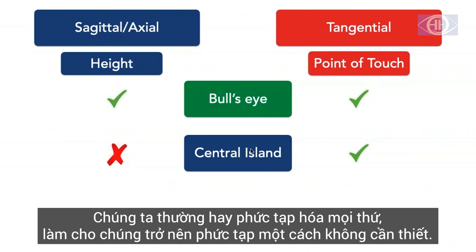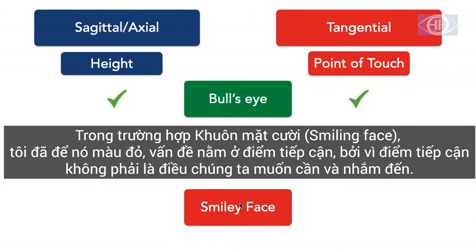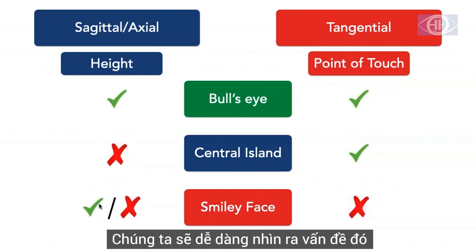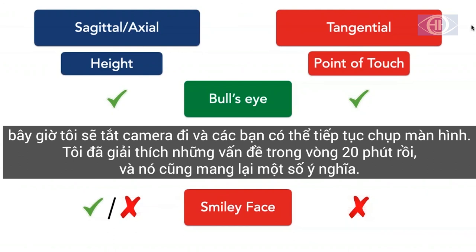In case of a smiley face, and that's why I made it red, the problem is in the point of touch. And because the point of touch is not where we're aiming, where we want to have it, it will finally result in problems here as well. This being said, let me shut down my camera so you can make a print screen of this as well. I hope it makes some sense of what I tried to explain for 20 minutes already.